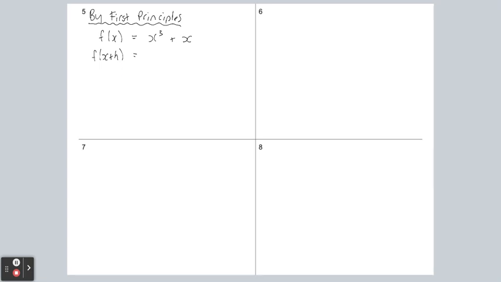So wherever there's an x in f of x, we're replacing it with x plus h. So that becomes x plus h, all cubed. Instead of x cubed, it's x plus h cubed. And instead of x, it's x plus h. Technically, I don't need the brackets on the right-hand side there, but you'll see that go in a second. Okay, any questions on that?